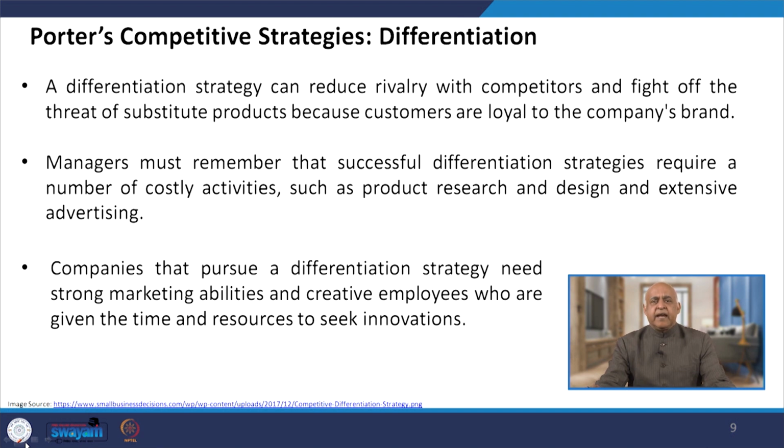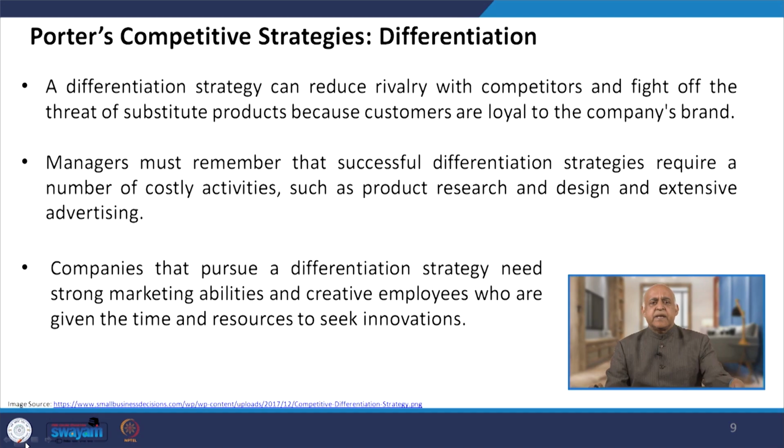Now differentiation strategies can reduce rivalry with competitors and fight the threat of substitute products, because customers are loyal to the company's brand. Managers must remember that successful differentiation strategies require a number of costly activities such as product research. In your budget, you have to decide how much research budget you are having, and accordingly design your organization, along with extensive advertising. Many times it has been seen that a lot of money was spent on advertising, and later the organization entered the no-fly zone.